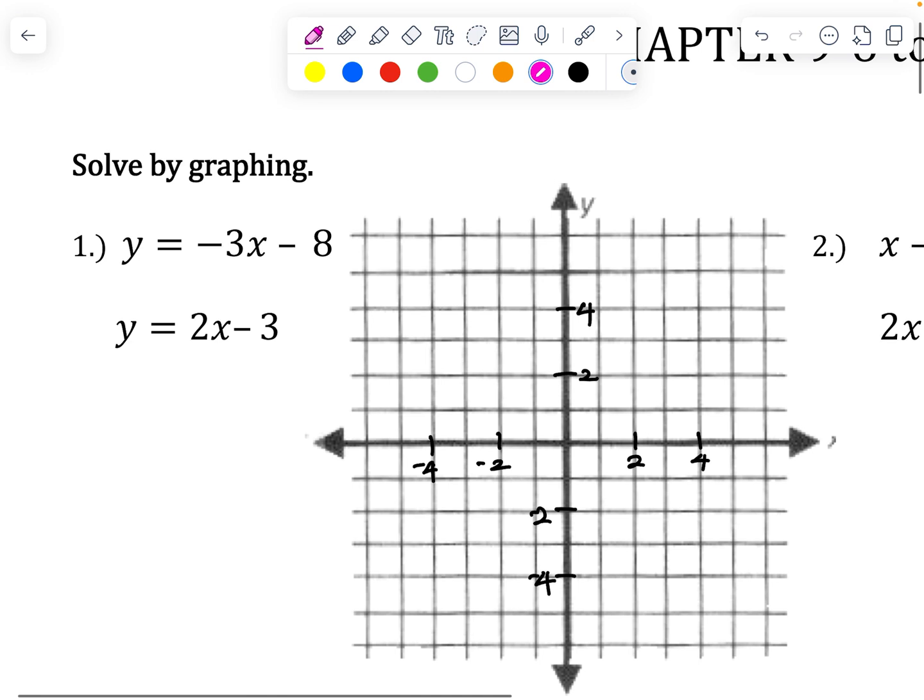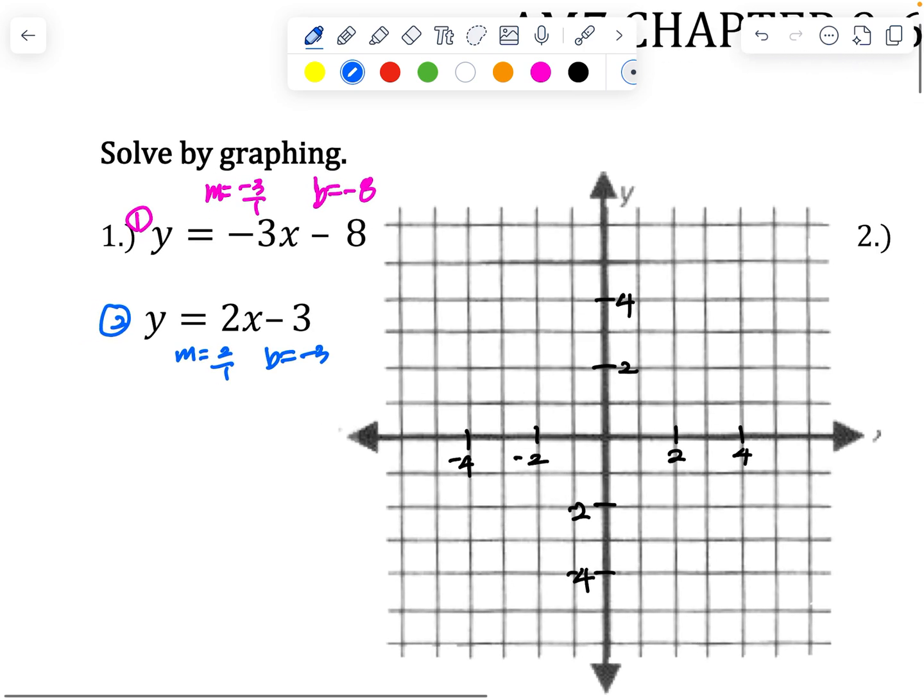Okay, so I'm going to try to color coordinate this. With number 1, my m equals negative 3 over 1, and my b is negative 8. Okay, and number 2, second equation, my m is 2 over 1, and b is negative 3. Okay, so I'm looking at this. Number 2 is okay, but number 1, the first equation, I don't have enough space to do negative 8. So I'm going to have to use a different method for that.